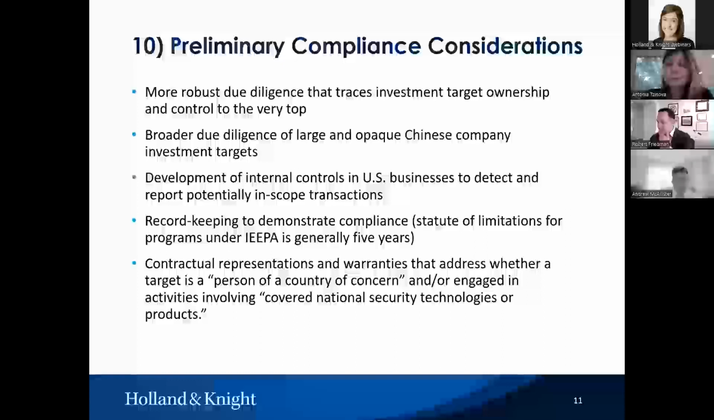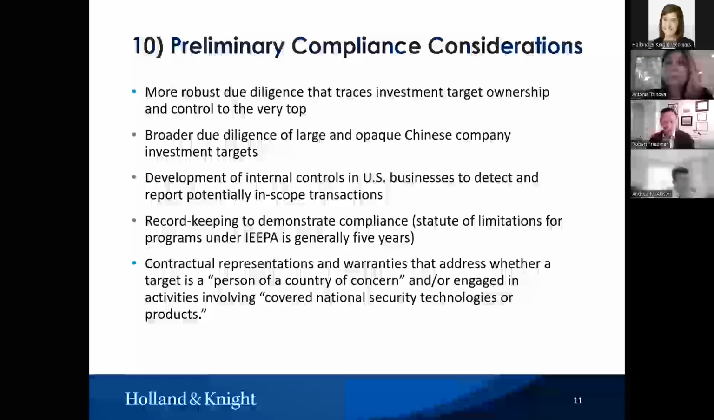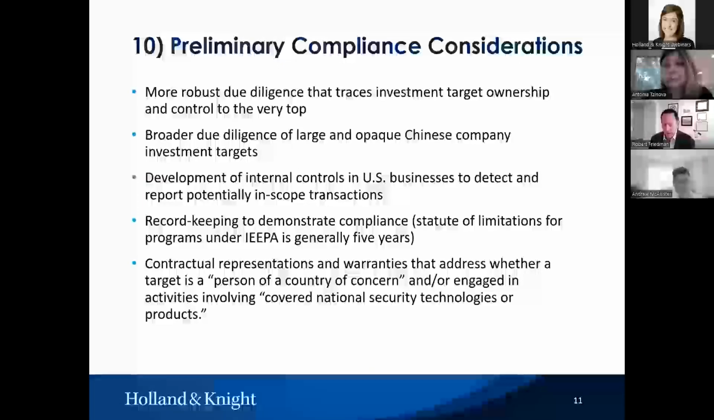Number three, U.S. persons should consider developing internal controls to detect and report potentially in-scope transactions to either in-house compliance professionals or to outside counsel to determine whether the new rules are applicable or not. This is particularly important for companies that have a high volume of investments in various sectors in China. So again, these are not focused on external due diligence, but focused on internal controls and reporting so that the right people within your company have the ability to identify potentially covered transactions.